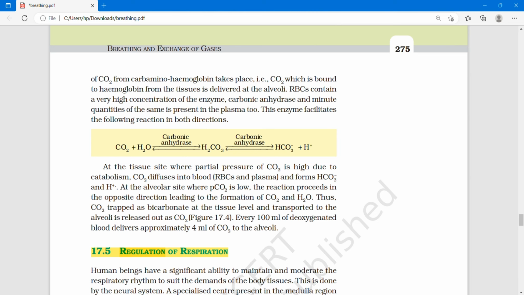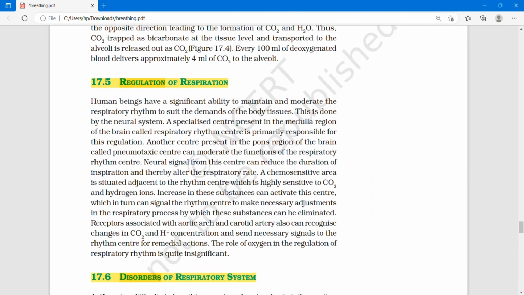Thus, CO2 trapped as bicarbonate at the tissue level and transported to the alveoli is released out as CO2, that is given in figure 17.4. Every 100 ml of deoxygenated blood delivers approximately 4 ml of CO2 to the alveoli. And the next topic is regulation of respiration, that is 17.5.